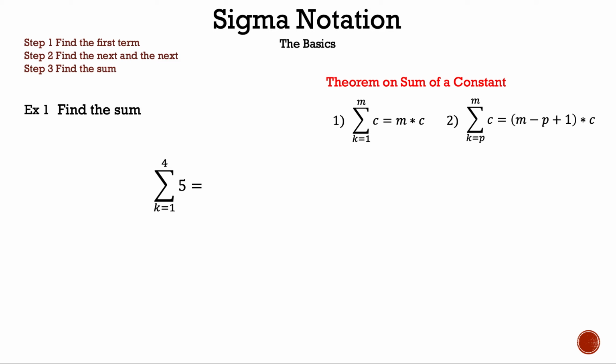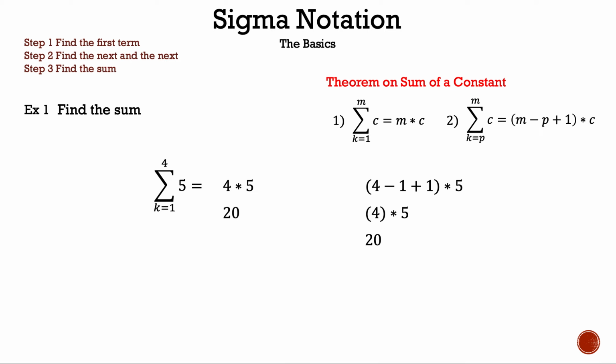First, let's use statement 1. Since we only have a constant and our first number is 1, we can multiply the top number and the constant, or 4 and 5, which is 20. That is the first way to find the sum. Now, let's use statement 2. So let's substitute 4 for m, 1 for p, and 5 for c. So we have the quantity of 4 minus 1 plus 1 times 5. And 4 minus 1 plus 1 is 4. And 4 times 5 is 20. That is the second way to find the sum.